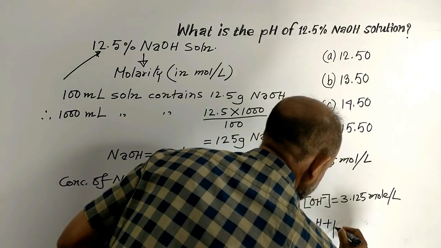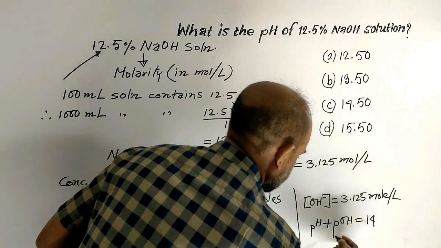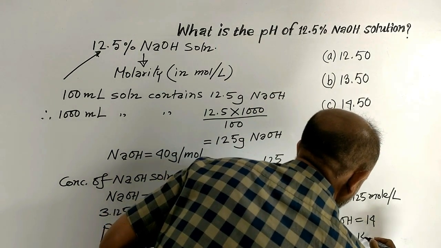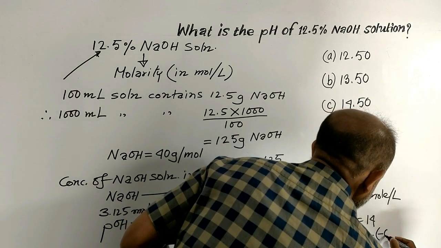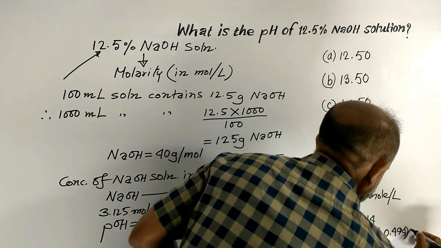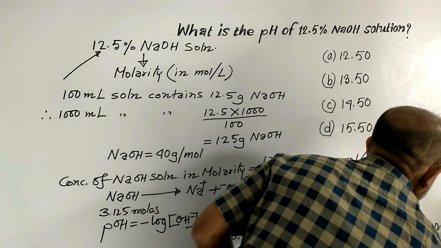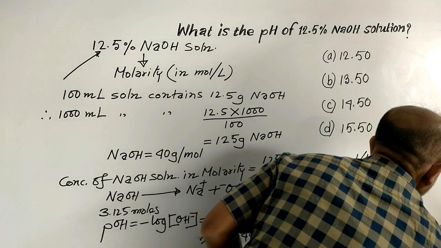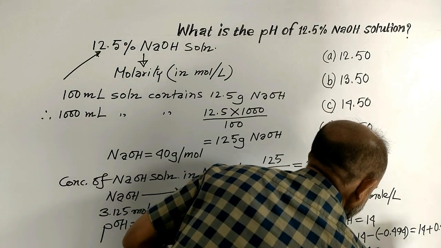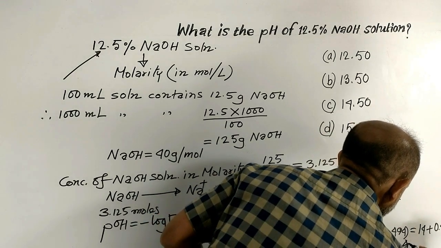We know pH plus pOH is equal to 14. Then what is pH? 14 minus minus 0.4949. This is equal to 14 plus 0.4949, that is 14.4949.